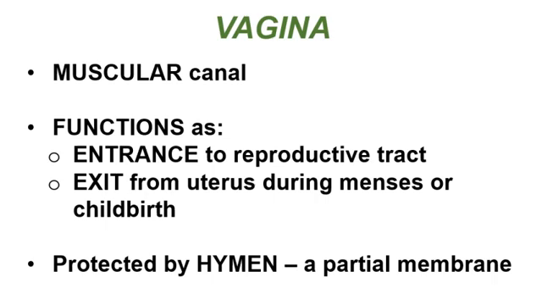In our final topic, we will discuss the vagina, which, as we mentioned earlier, is a muscular canal that functions as the entrance to the reproductive tract because it receives semen from the male during sexual intercourse, and it also functions as the exit from the uterus during the shedding of the uterus, during the menstrual cycle, or during childbirth.